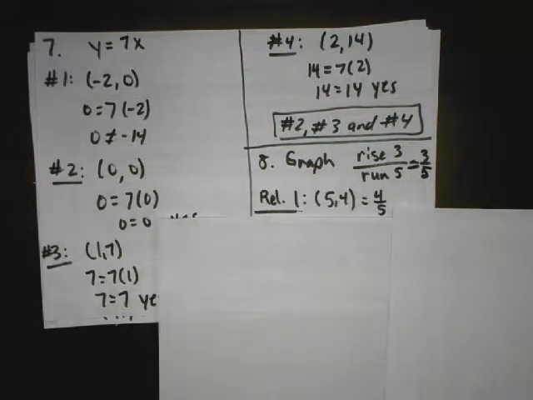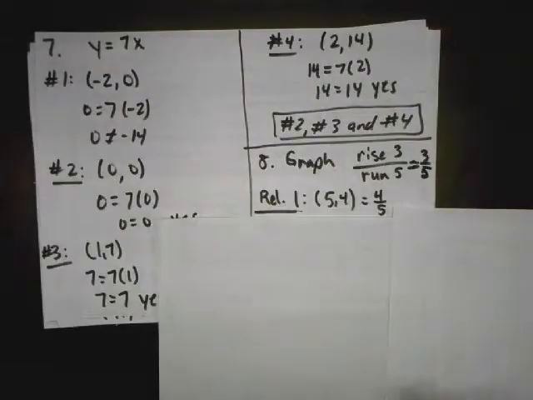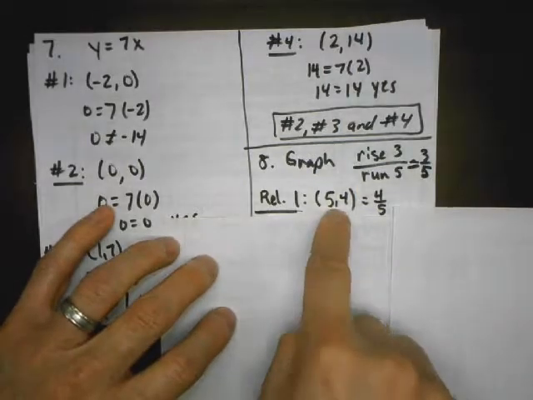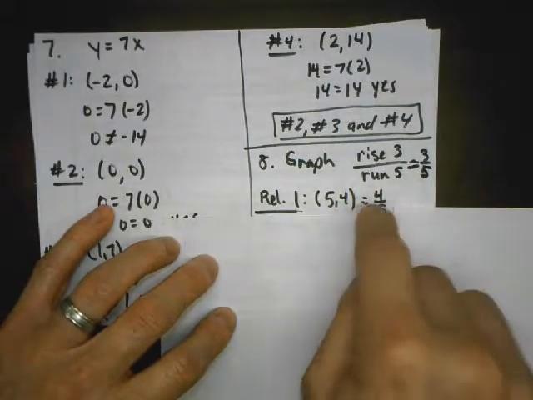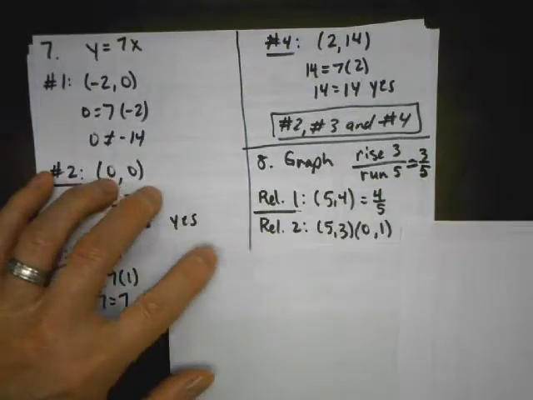So for relation 1, they gave me a table, and in the table I see that there's the coordinates 0, 0, so I know this is proportional, which means I only need 1 point. I put y over x. 4/5, 4/5 is steeper than 3/5 because 4/5 is more than 3/5.